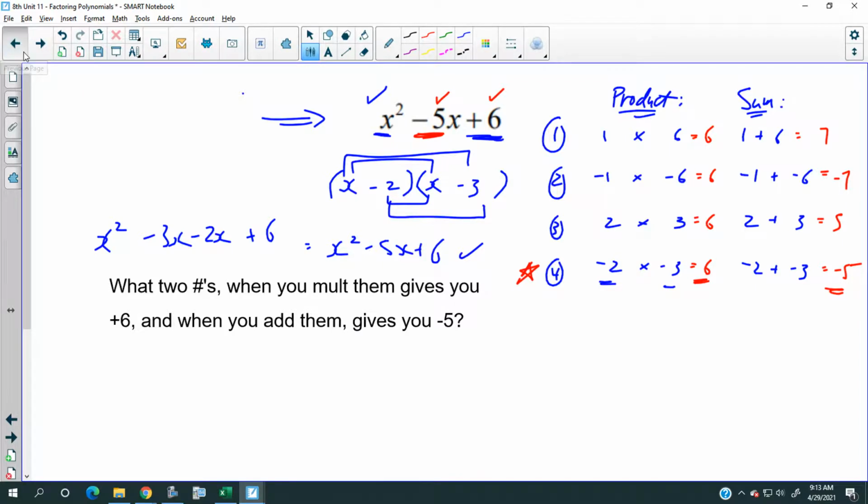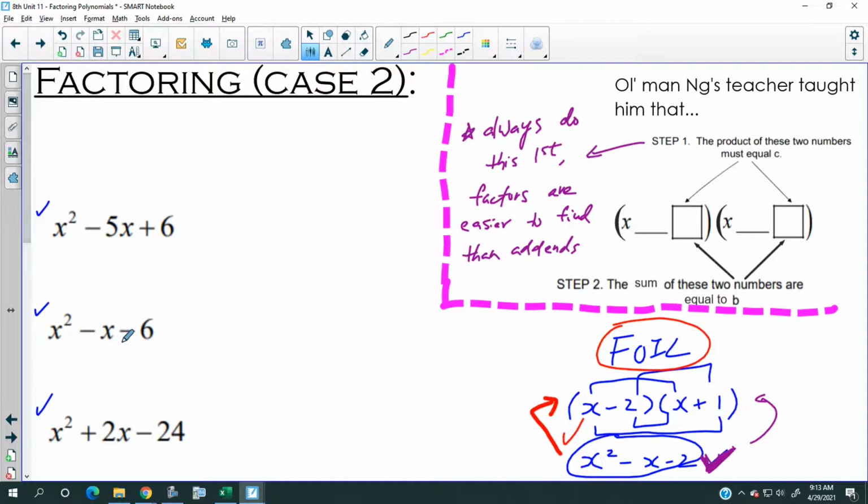Okay, so that said, what about this one? Again, we're going to set this up as x and x. So now, question then. Again, what 2 numbers? Now, you need to see that this is a -1. So you need a product of -6, and you need a sum of -1. So think about it. Think about all the factors of 6.